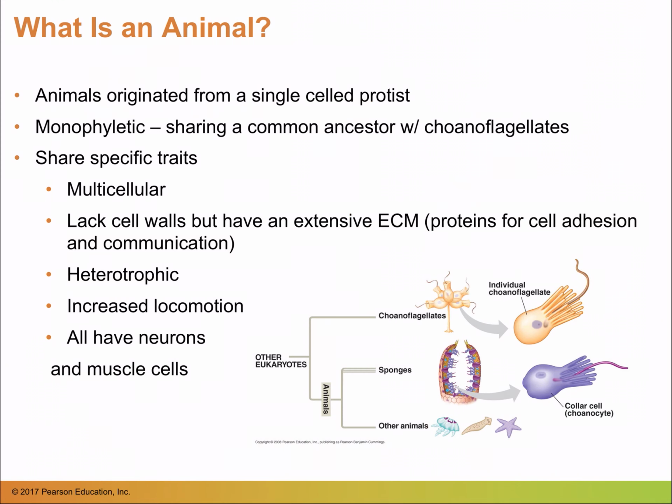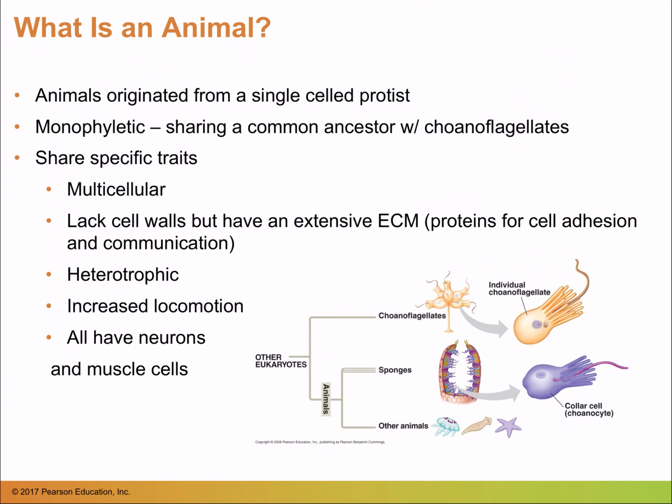So what is an animal? Now, we should have a good understanding of what a protist is, what a plant is, what a fungi is. And animals are going to be now a totally separate group. Animals originated from a single-celled protist, it's believed, and they're believed to have originated from a common ancestor. So all animals came from the same multicellular common ancestor, right? That's what it means to be monophyletic, having one common ancestor.